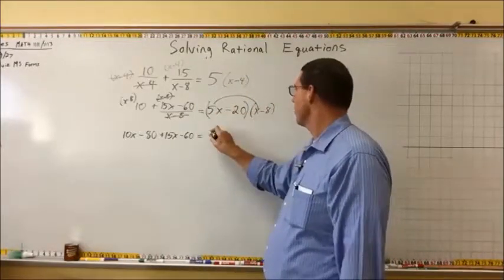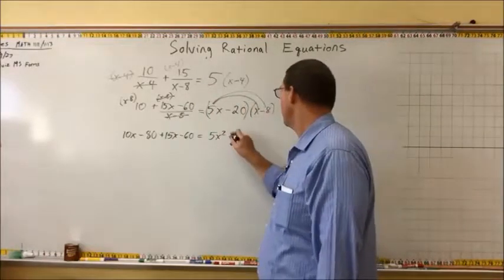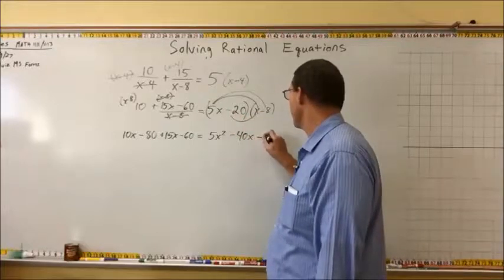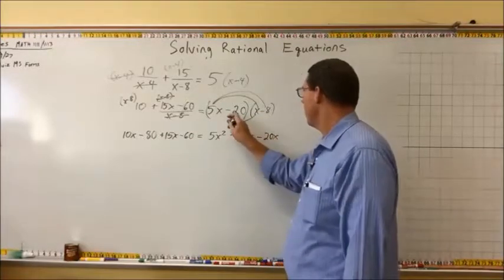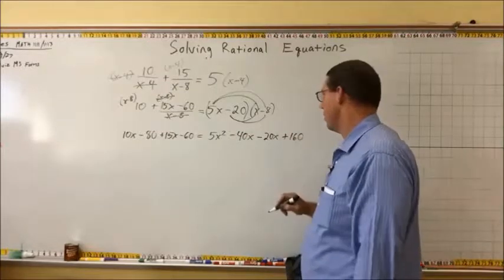5x times x is 5x squared. 5x times negative 8 is negative 40x. Negative 20 times x is negative 20x. And negative 20 times negative 8 is plus 160.